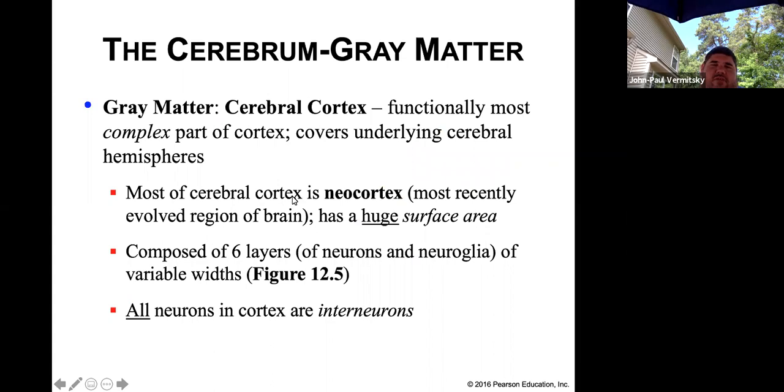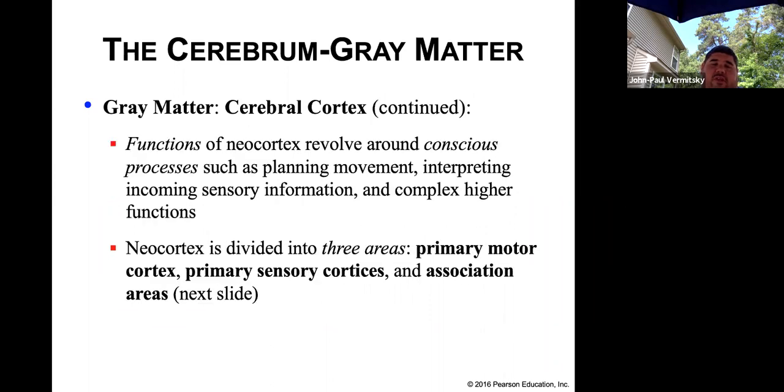So this cortex gray matter, functionally most complex part of the cortex. It covers the underlying cerebral hemispheres. Most of the cerebral cortex is neocortex, most recently evolved region of the brain. And it has an enormous surface area. It's composed of 6 layers of neurons and neuroglia of various widths, and all neurons in the cortex are actually interneurons. The functions in the neocortex revolve around conscious processing, such as planning, movement, interpreting incoming sensory information, and complex higher functions.